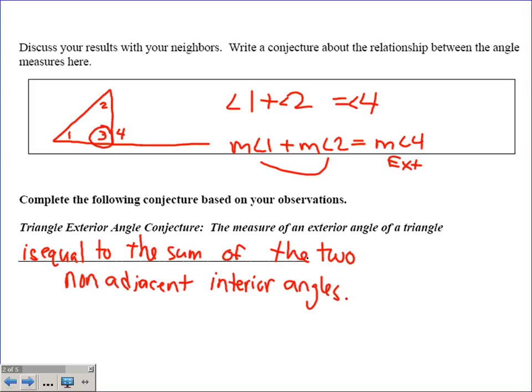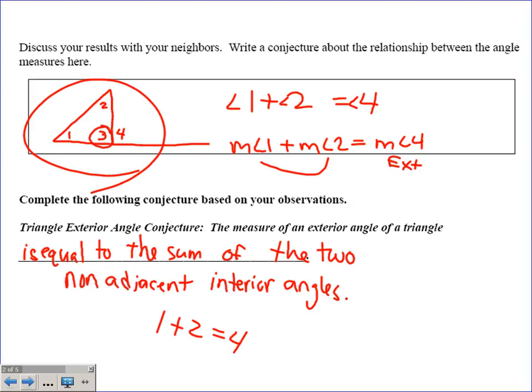So adjacent, if we're talking about angle 4, 3 and 4 are adjacent. They're right next to each other. So which two angles are not 3? Well, that'd be 1 and 2. I think it's a lot easier just to say 1 plus 2 equals 4, and it makes sense as long as you have this picture in mind, that 1 plus 2 equals 4. Is that okay?